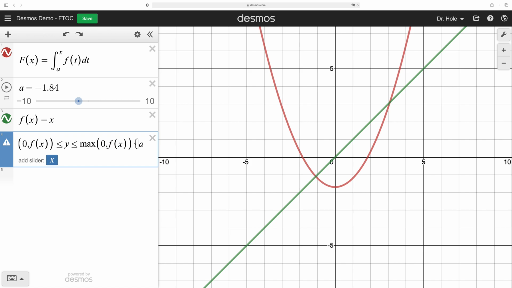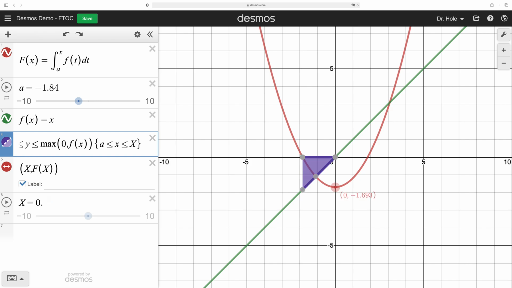All right. And then after that, type in open curly brace, a, and then less than or equal to lowercase x, less than or equal to capital X. And then it's prompting for a slider capital X. We want to introduce a slider capital X. And when we introduce that slider, we're going to use it to plot out points x, comma, capital F of x. All right, so let's ask Desmos to introduce a slider. All right, and there it is.